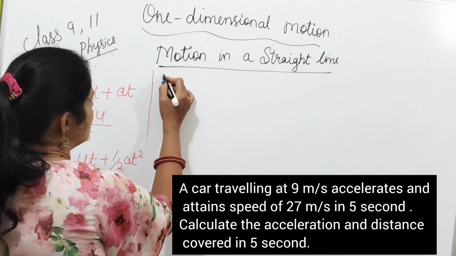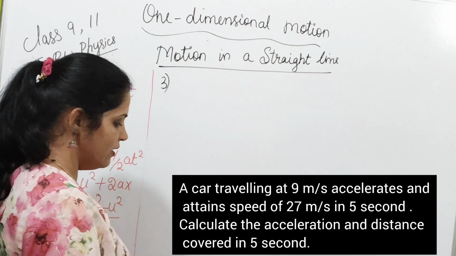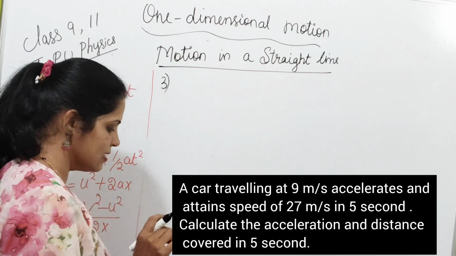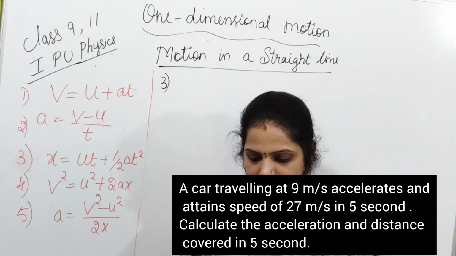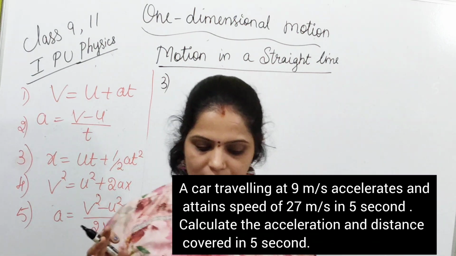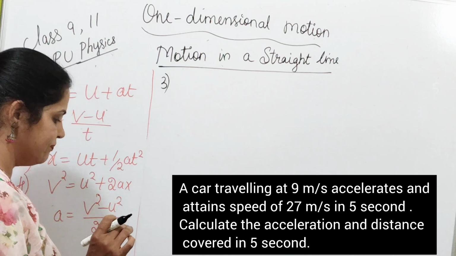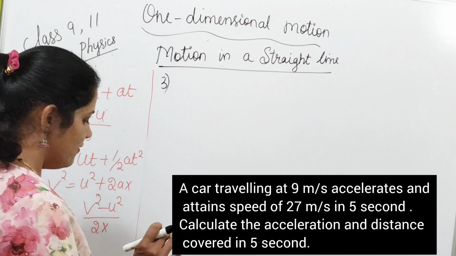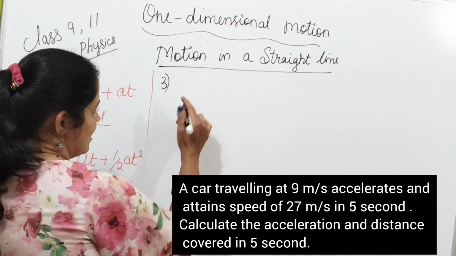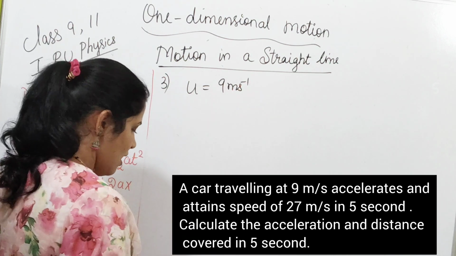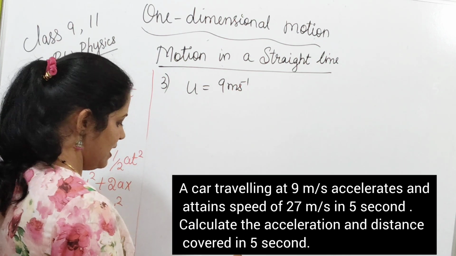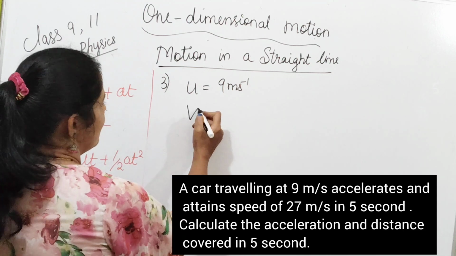Our question is, there is a car which is traveling at 9 meter per second, accelerates and attains a speed of 27 meter per second in 5 seconds. Calculate acceleration and distance covered in 5 seconds. A car is traveling at 9 meter per second, so that is the initial velocity. It accelerates and attains a speed of 27, so that is the final velocity.